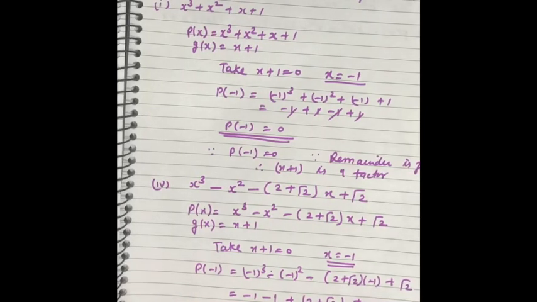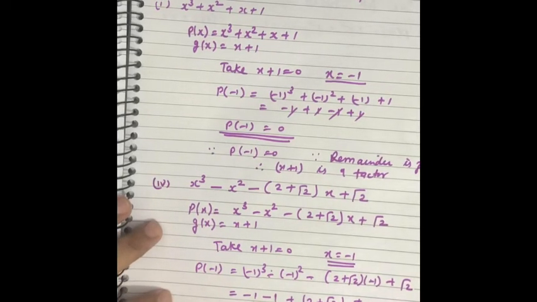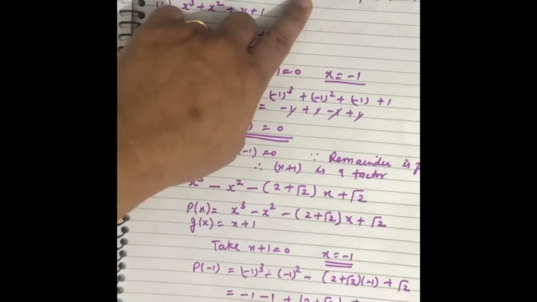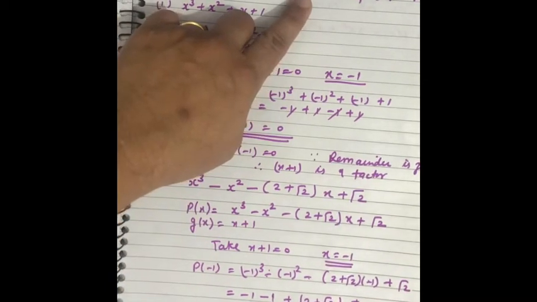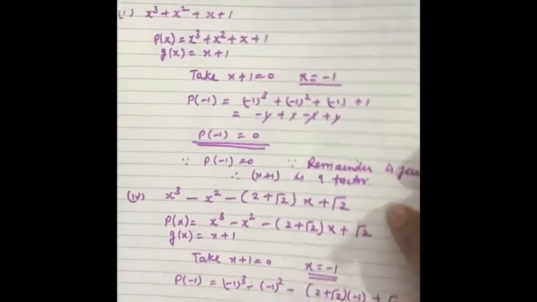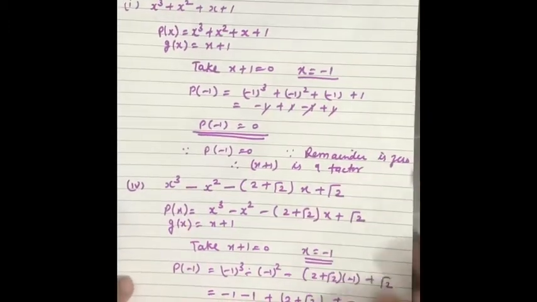When the remainder is not equal to 0, we can say it's not a factor. Here the remainder is not equal to 0, so we can say x plus 1 is not a factor. You have to add this answer statement at the last. When the remainder is not equal to 0, we can say it's not a factor.